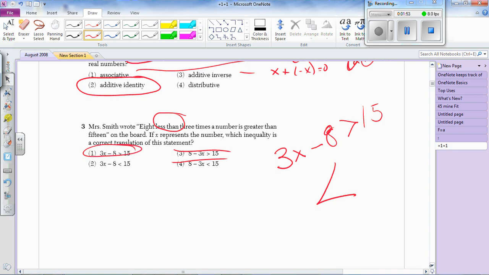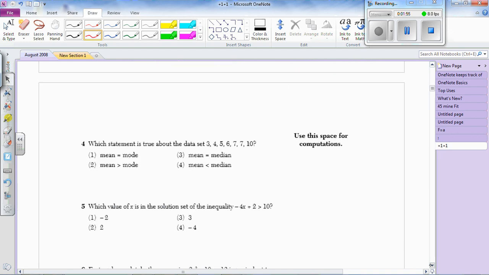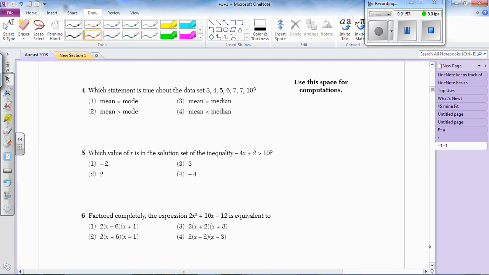Right, so far I've got 100%. Alright, so let's find the median. That one, that one, that one, that one, that one. The median is 6. The mode is 7. Just got to find the mean.